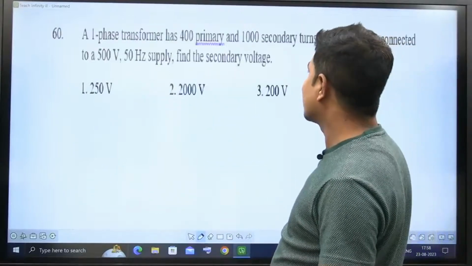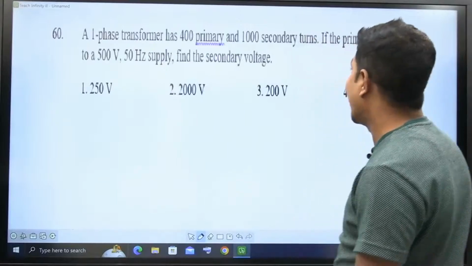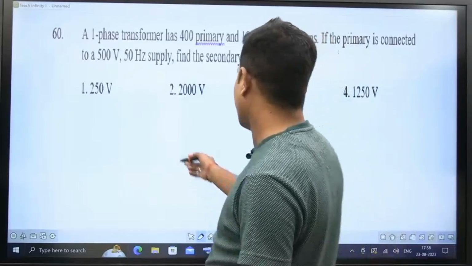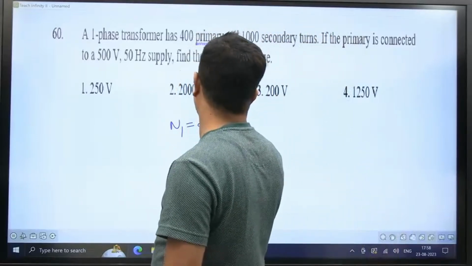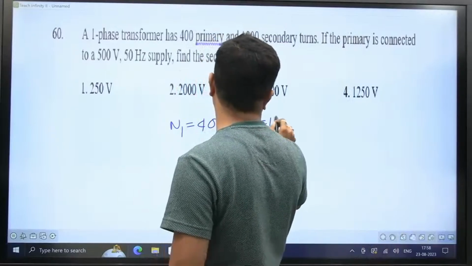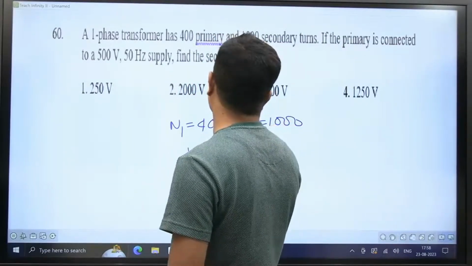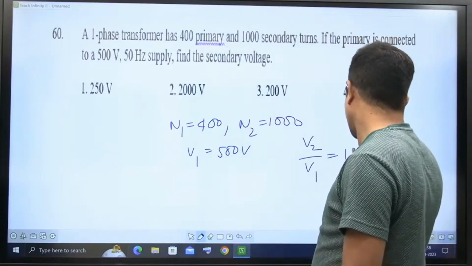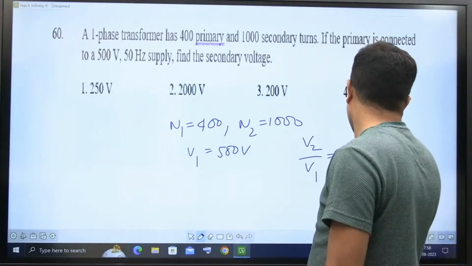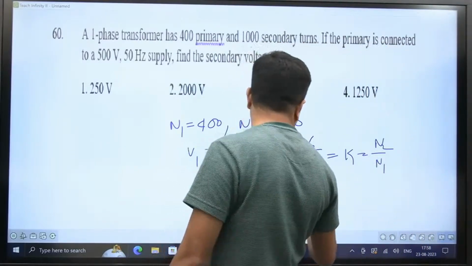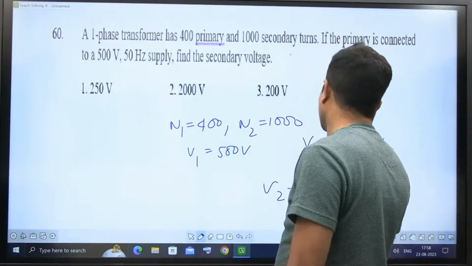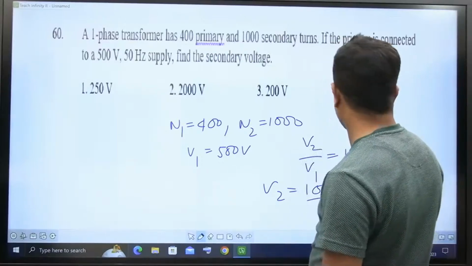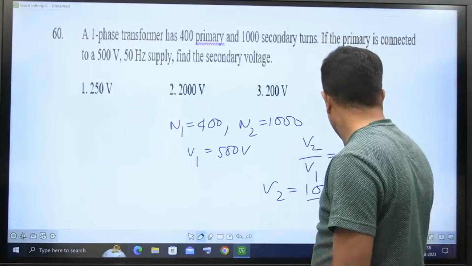A single phase transformer has 400 primary and 1000 secondary turns. If the primary is connected to a 500 volt source, N1 is equal to 400, N2 is equal to 1000, and V1 is equal to 500. Find the secondary voltage. V2 by V1 is equal to K, where K is equal to N2 by N1. Direct question. So V2 is equal to N2 by N1 into V1, which is 1000 divided by 400 into 500.